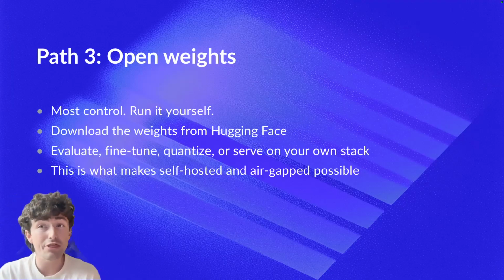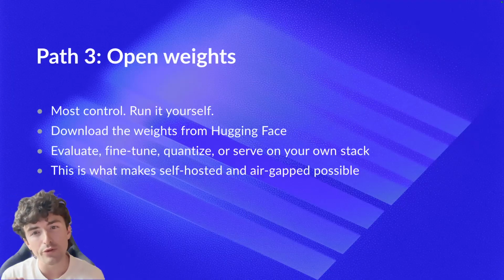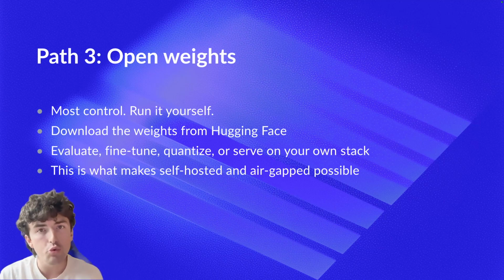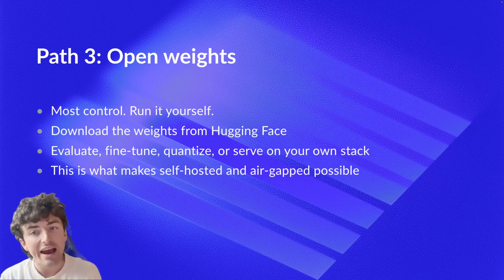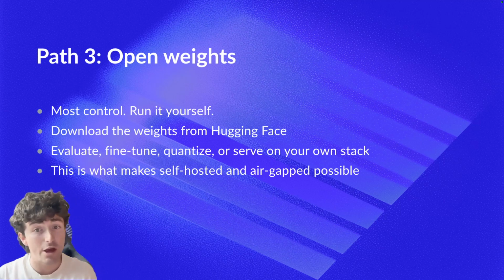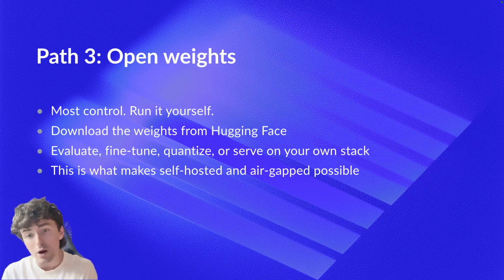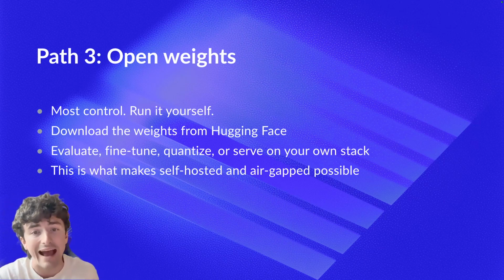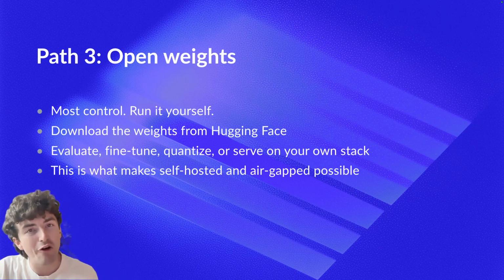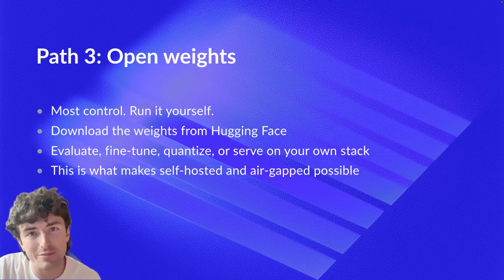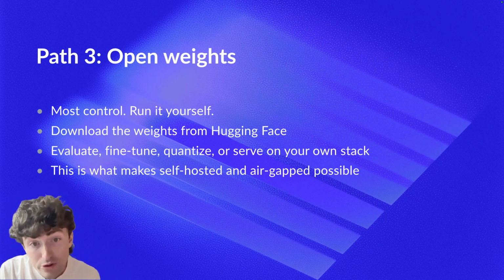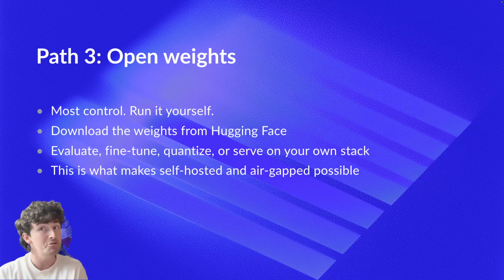Okay, on to the third path, and this is the one with the most control. You run the model yourself. You download the weights straight from, let's say, Hugging Face, and then you do whatever you'd like with them. You can evaluate, fine-tune, quantize, or serve them on your own stack. This is the path that makes self-hosted and fully air-gapped deployments possible because you're holding the actual model and not externally accessing it.